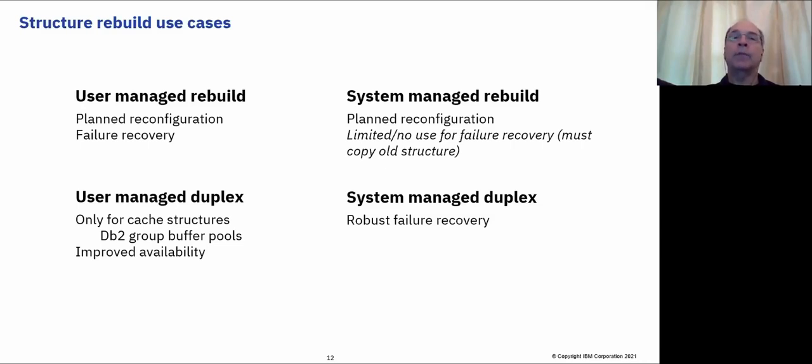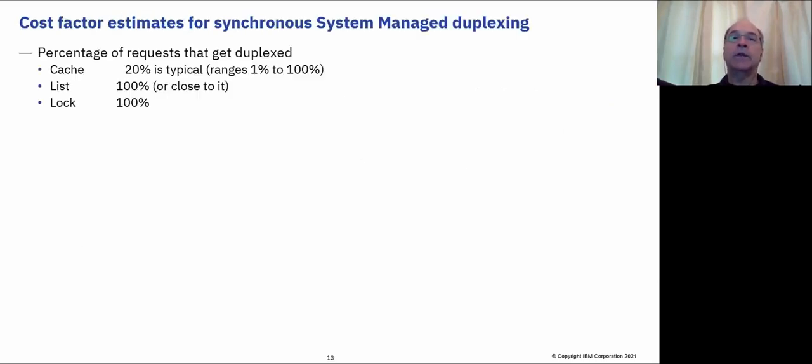So what we're talking about going forward is the SCA and the lock structure in the system managed duplexing, so the lower right-hand quadrant. Now there are costs for maintaining synchronous system managed duplexing.